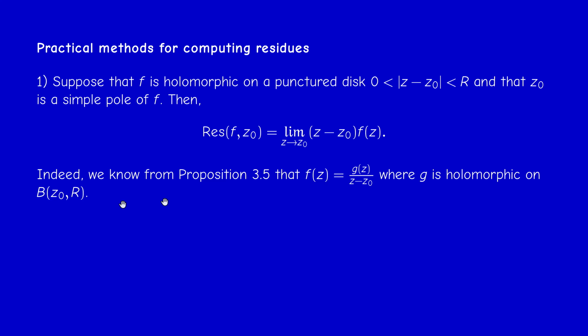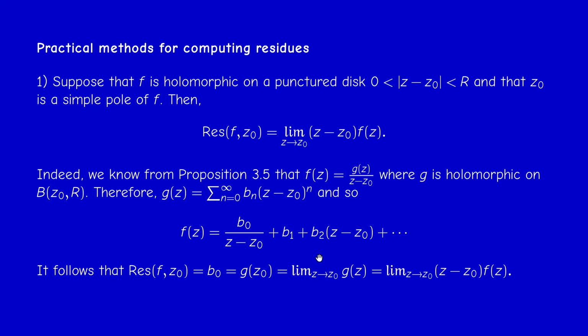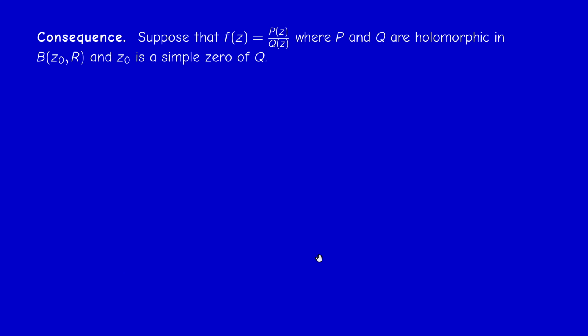This is easy to prove because we know that if z0 is a simple pole, then f can be written as the ratio of a holomorphic function g over z minus z0, because the order is 1, since it's simple. So when we multiply by z minus z0, we eliminate the singularity and we get g(z). And this tends to g(z0) as z tends to z0. So the residue is just the value of g at z0.